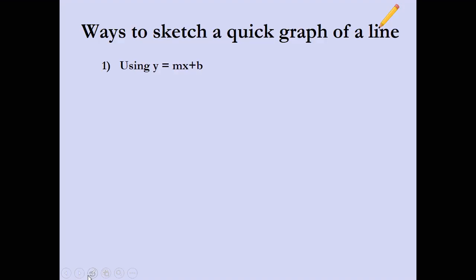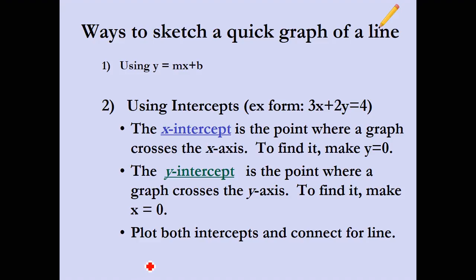So we have so far learned about graphing using y equals mx plus b. But there are more ways to sketch a quick graph. So please be aware and write this in your notes that using y equals mx plus b is not the only way, and sometimes it's not the most efficient way. There are others. And one of those others, option number 2 here to sketch a quick graph of a line, is to use the idea of intercepts.